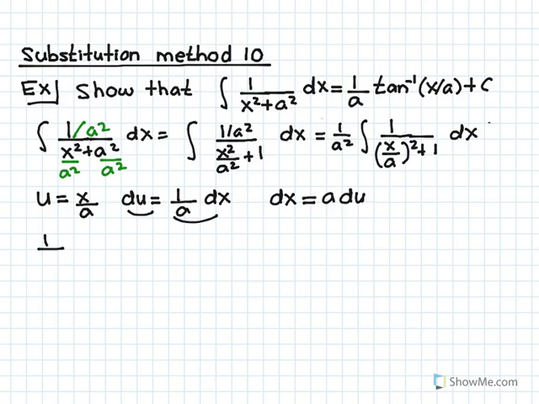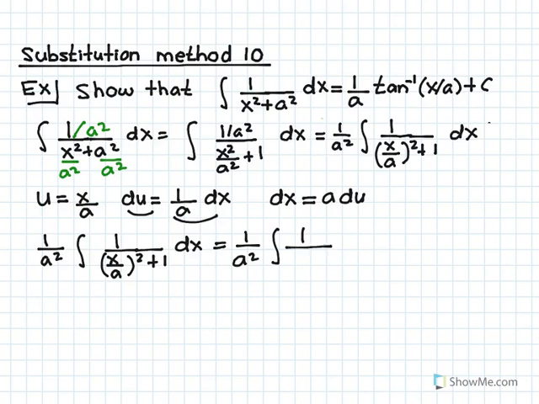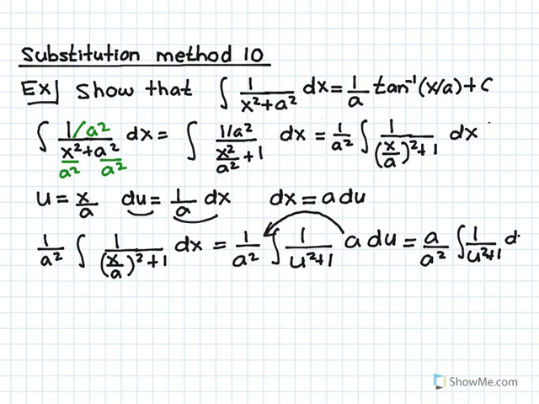Alright, so we have 1 over a squared times the integral of 1 over (x over a) all squared plus 1 dx. This is equal to 1 over a squared times the integral of 1 over u squared plus 1, where x over a is the variable u, that's the variable of substitution. And dx is a du. a is a constant, so it passes through the integral. And we're going to get a over a squared times the integral of 1 over u squared plus 1 du.